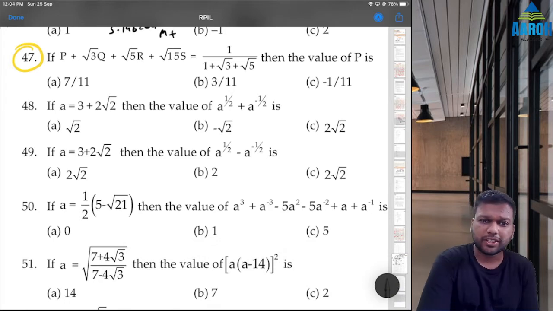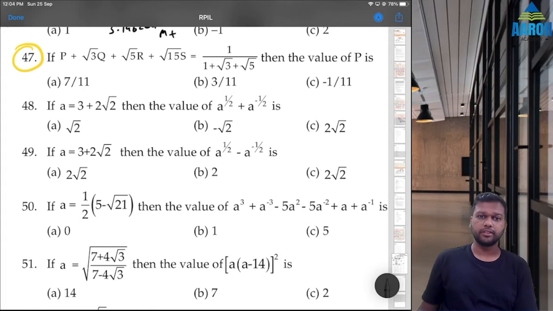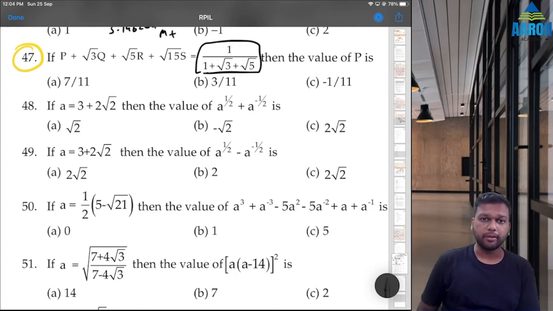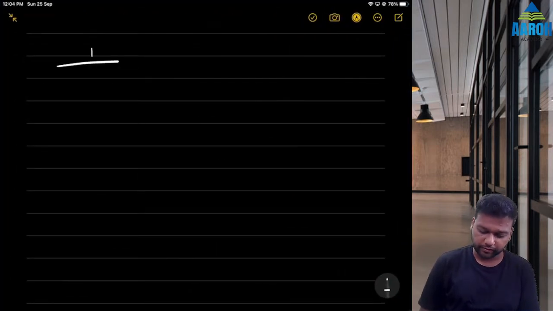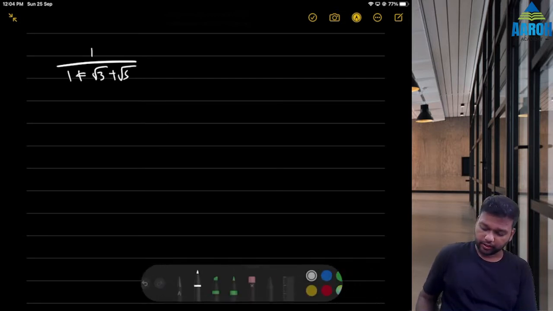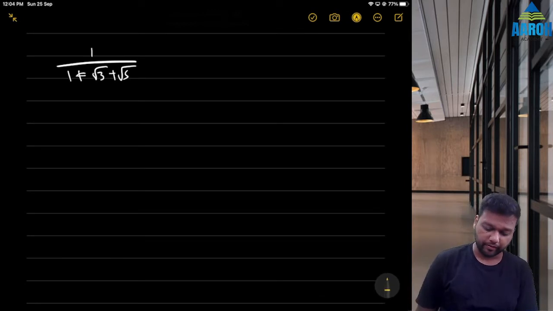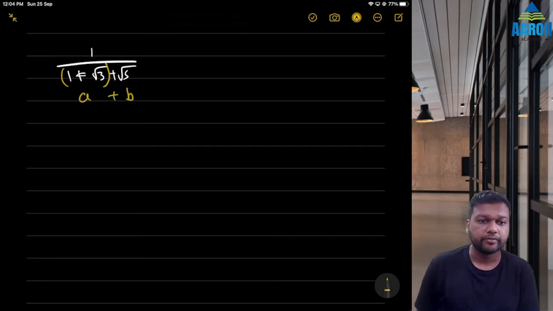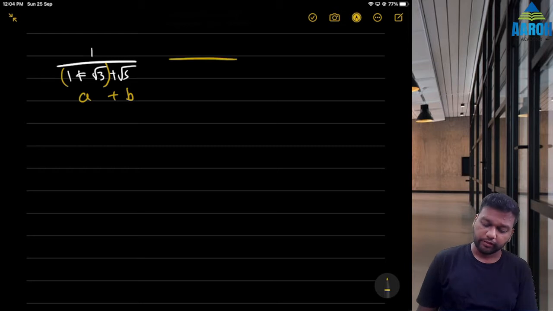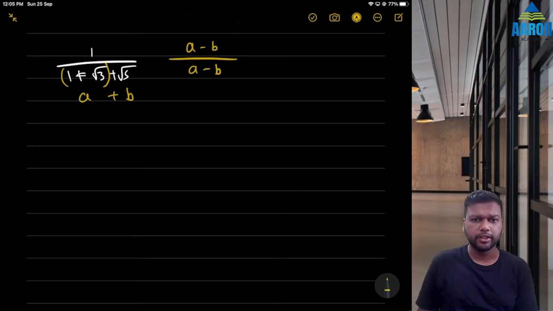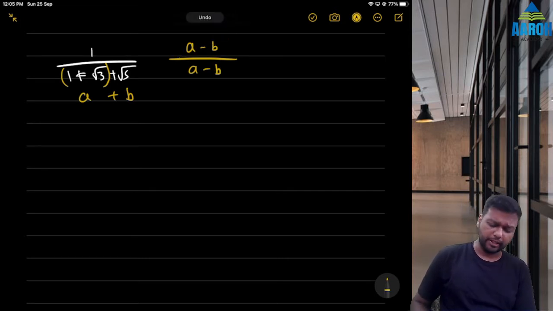Now the question seems a little different because there are 4 variables, but for this you should know the concept of rationalization. So concentrate, we have to solve this 1 by 1 plus root 3 plus root 5. Rationalization is what? Whenever you have an irrational number, root 3, root 5, try to bring it to this form. It is a plus b, right? Now we have to multiply this by a minus b upon a minus b, so that this is 1 actually, right? So what will happen, let's try to see.